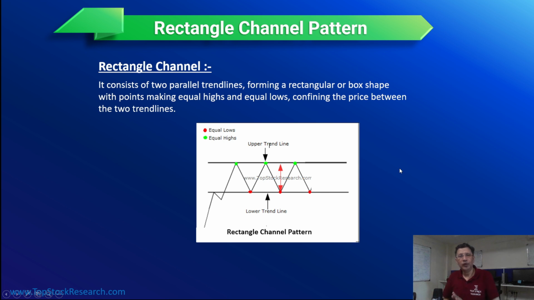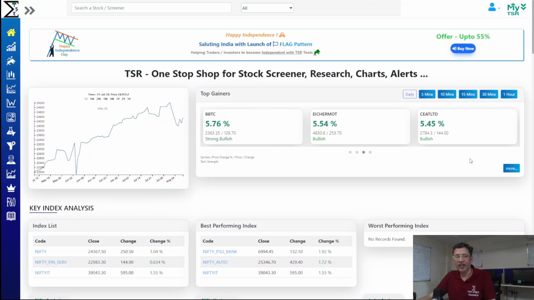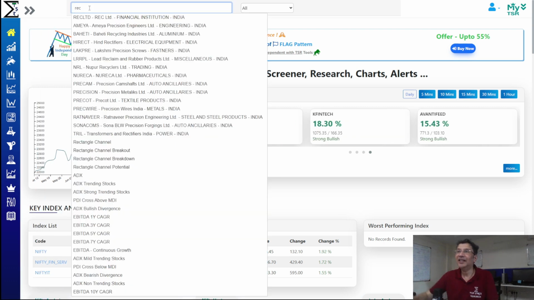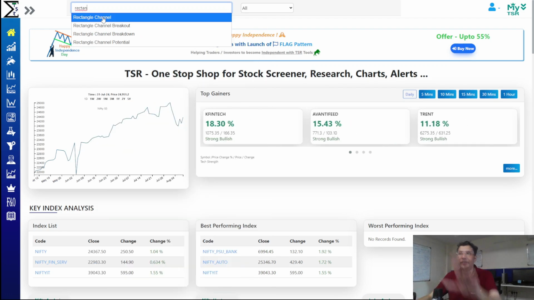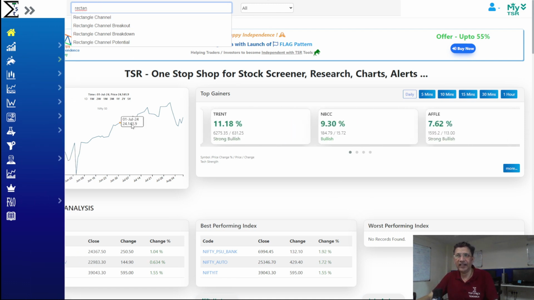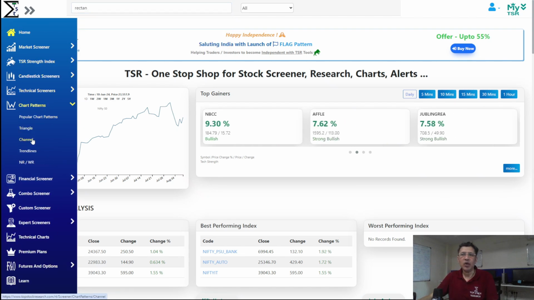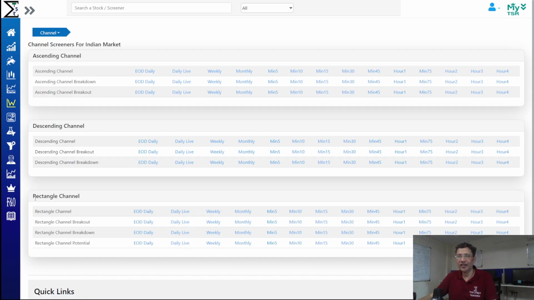Okay, so like what we do in every case is we give you a theoretical concept what these things are, and then we'll help you to screen them using TSR and stock AIO. So let me go back into the real world of how do you screen in TopStockResearch. If you're familiar with the menu, well and good. If you're not familiar, then you can simply type rectangle, and then you will get all those screeners. But I'll go with the traditional classical way so that you may be able to discover a little bit more by going through the menu. Over here you'll see chart patterns. In chart patterns you have channel. When you click on channel, this is where the rectangle pattern is.